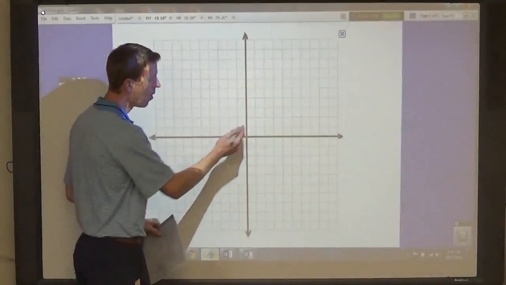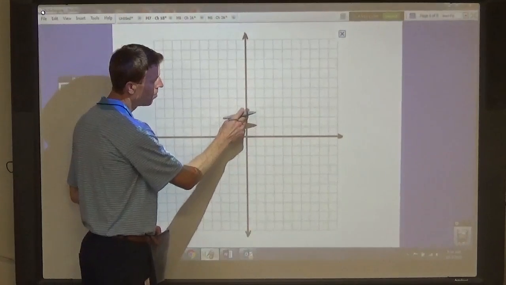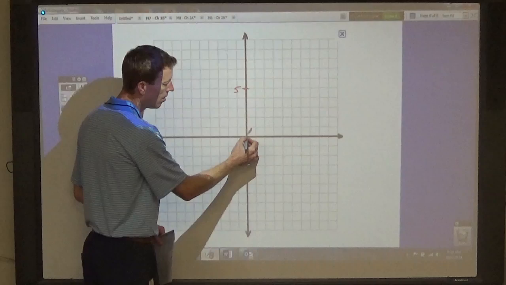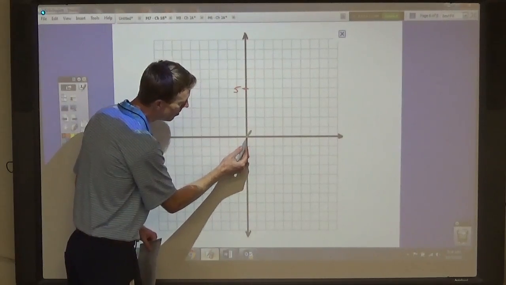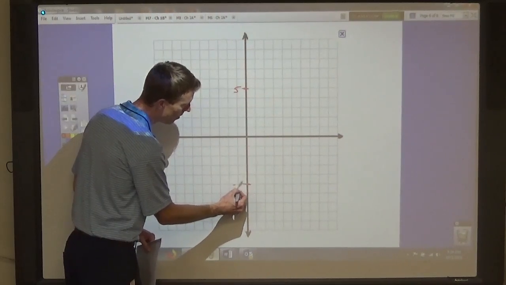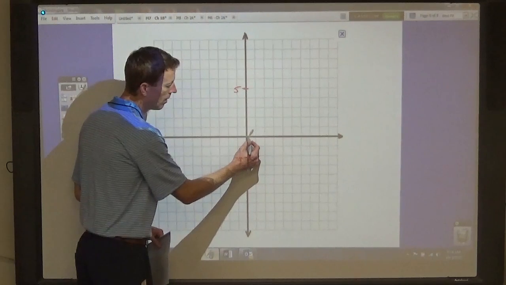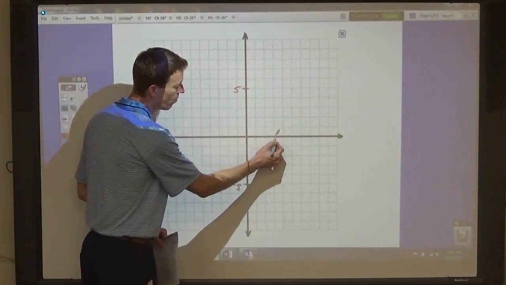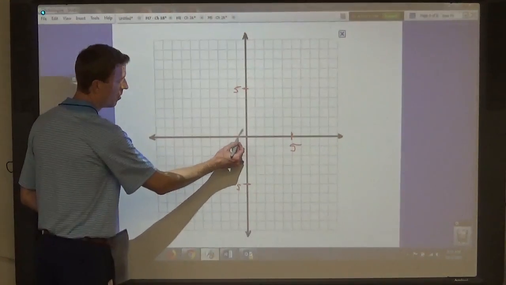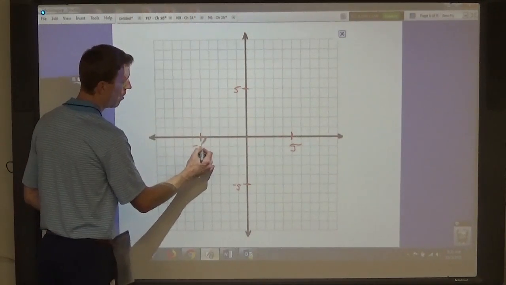So, if you want to make every interval just 1, you can just count up 1, 2, 3, 4, 5 and mark where 5 is. And mark where negative 5 is. 1, 2, 3, 4. Here's negative 5. And now label the x-axis. 1, 2, 3, 4, 5. And then label the negative 5. 1, 2, 3, 4. Here's where negative 5 is.